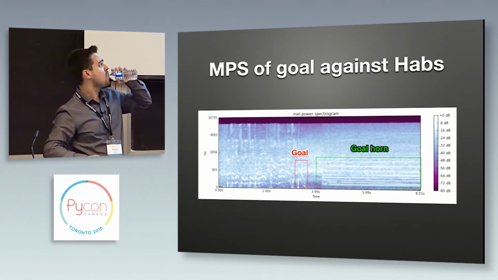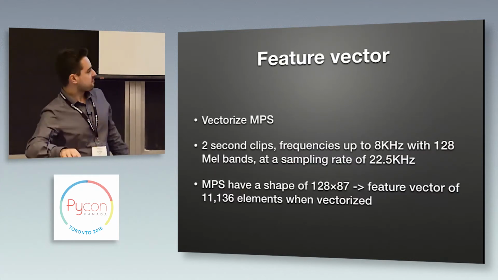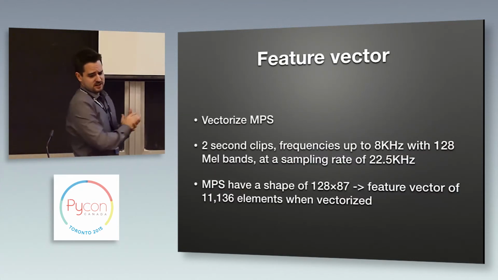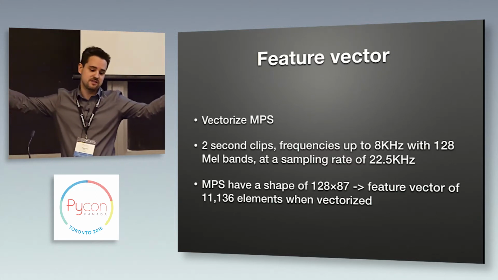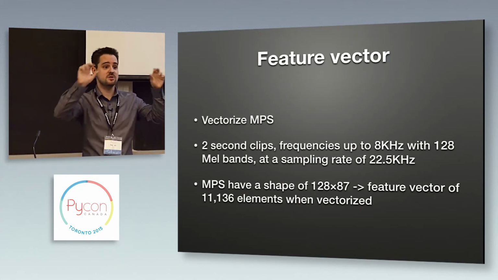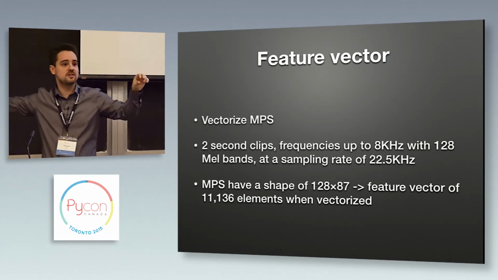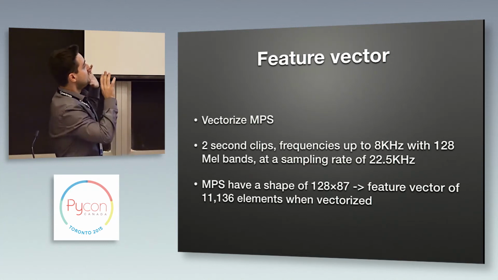Okay, so we have our Mel-power spectrogram. That's great, but what the model needs is an actual feature vector, a long list of numbers. So we simply vectorize it. It's like a matrix, so we just take every line, stick them one next to the other, and that's a very big feature vector that we can use for our model.